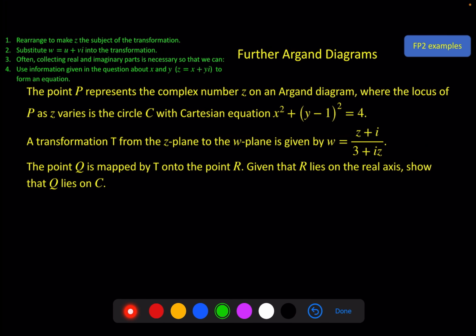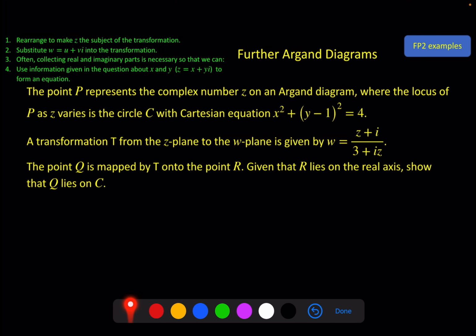Here we've got one final example that was a past paper exam question to show that it's really important to read these questions carefully. I'll go through it first, and then I'll focus on the thing that makes this one different. So we've got the point P represents a complex number Z on an Argand diagram. We've had that before. P is just the name of the point for Z, where the locus of P as Z varies is a circle C with Cartesian equation this. We've had something like this before as well.